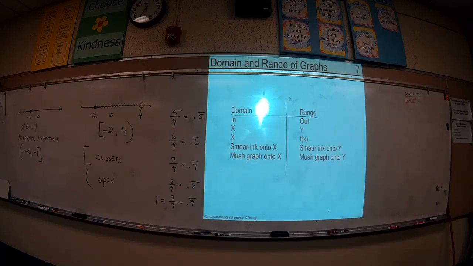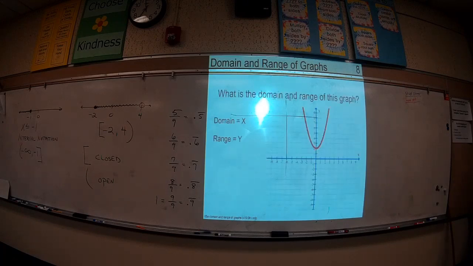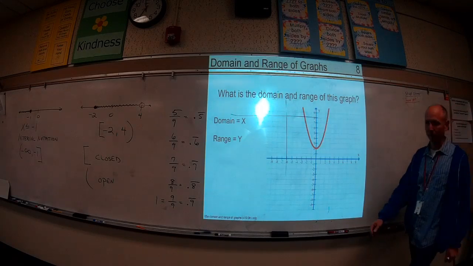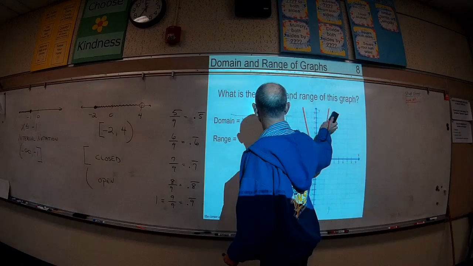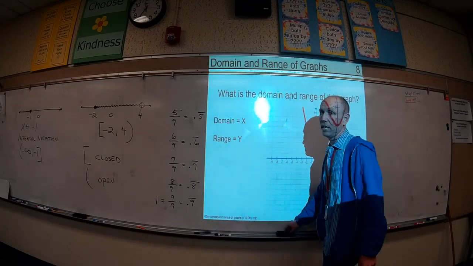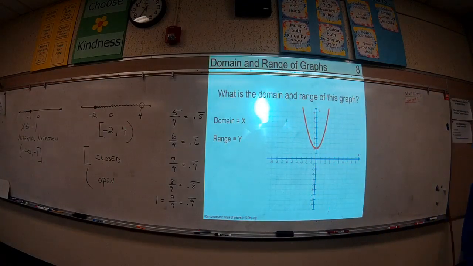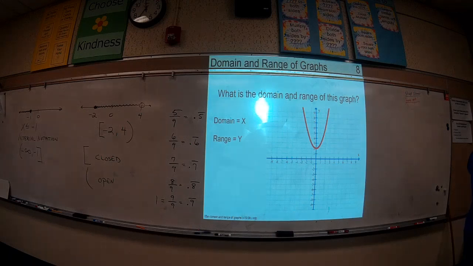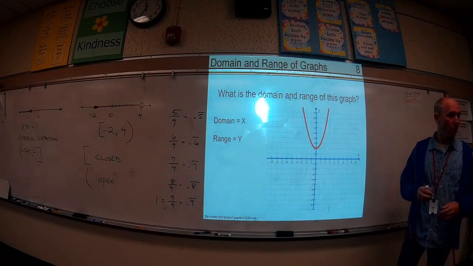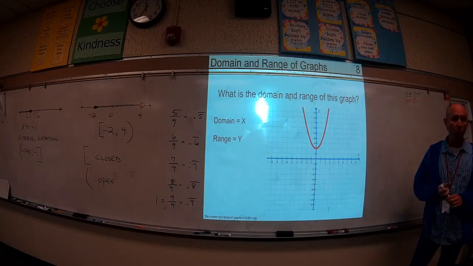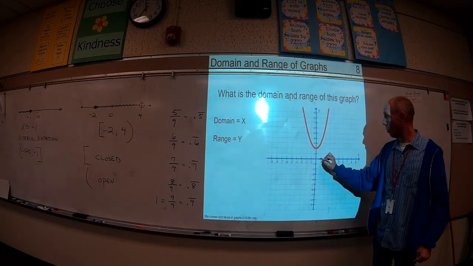So what does this mean? Here's a graph. I want to know the domain of this graph, which means what are the x's for this graph. I want to know the range of this graph, which means what are the y's for this graph. If you listed out all the points and just said, hey, give me all the x's for these points. Okay, so give me all the x's. 1, 2, 3. Okay, so 1, 2, 3.